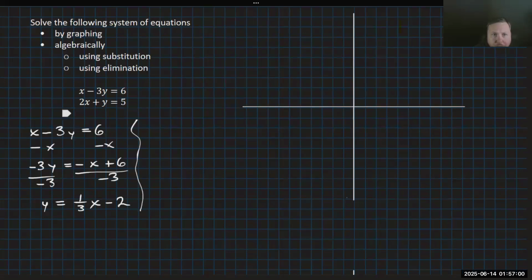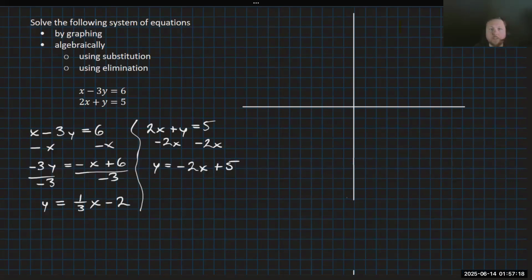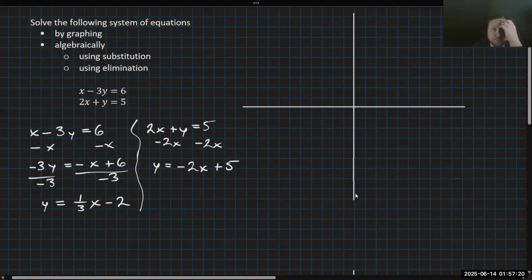And I'm going to do the same thing for 2x plus y is equal to 5. So I'm going to subtract the 2x from each side. And that's all I needed to do to solve that one for y. So now I want to plot each one of these.